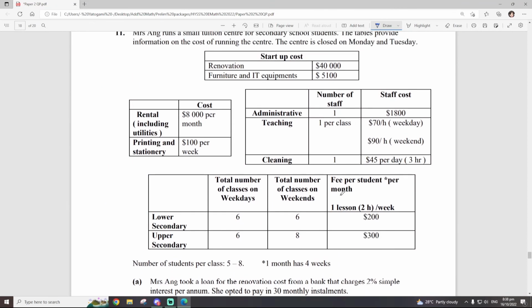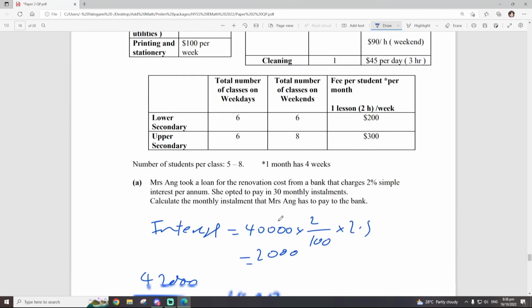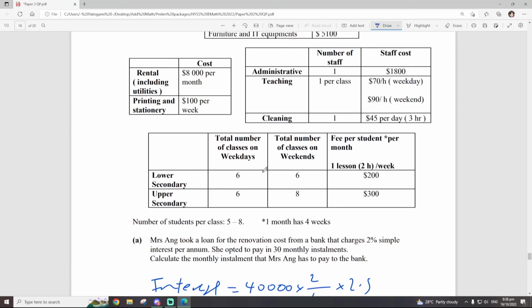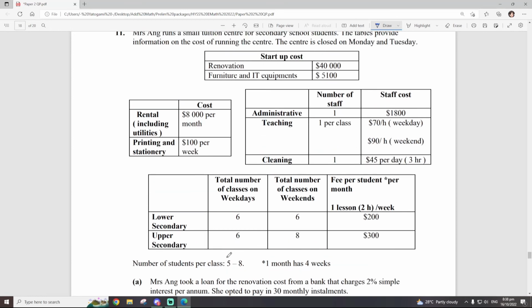Okay, how much does Mrs. Ang's tuition center actually earn? That is a vital piece of information. So the fee per student, the fee is per month, so there are a minimum of 5 students. Alright, we want to be conservative, so we will choose the minimum number for each class.